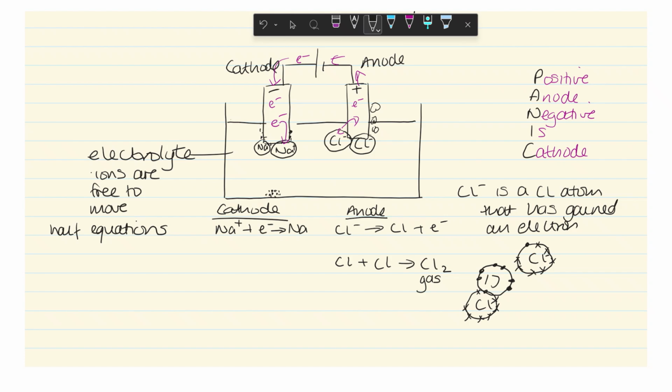Either way, we've got sodium metal atoms separated at the cathode, and we've got chlorine gas. So we've got sodium separated at the cathode, and we've got chlorine gas separated at the anode. That was the whole point. We had this ionic compound of sodium chloride and we want to separate it using electrolysis.